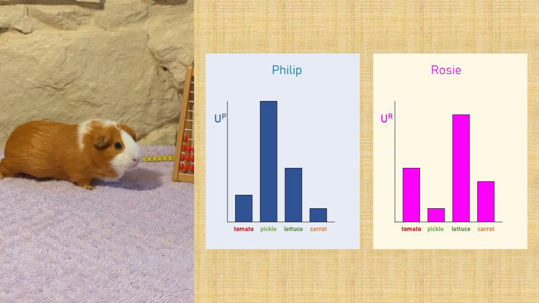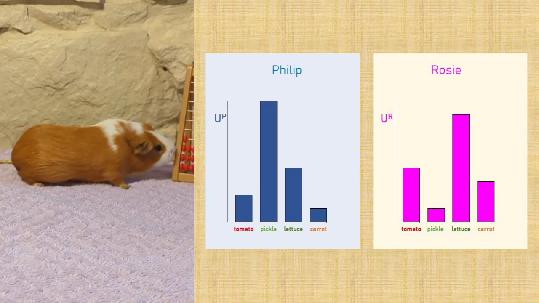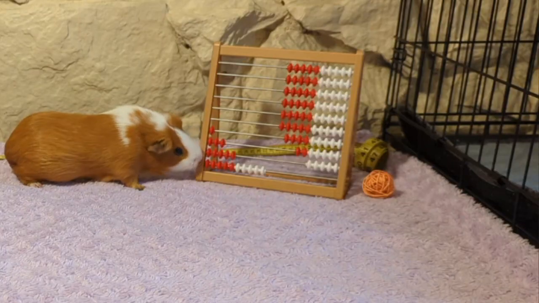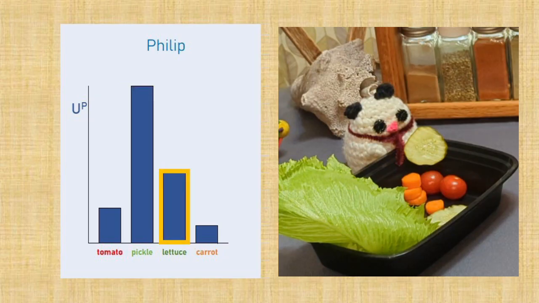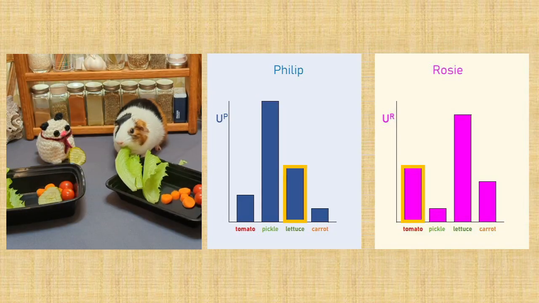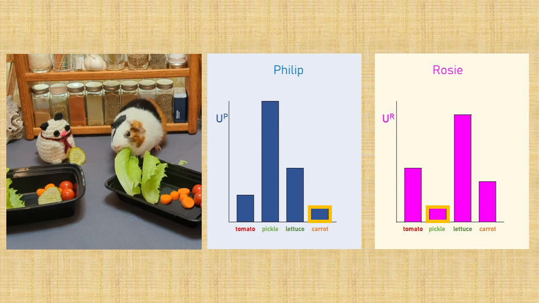We see that Rosie and Philip have different preferences. Rosie likes lettuce the most, followed by tomato, followed by carrot, and then pickle. For Philip, he likes pickle the most, followed by lettuce, then tomato, then carrot. If they are each given their choice of vegetables, they will pick them out in a different order. That's what makes a mutually beneficial trade possible.